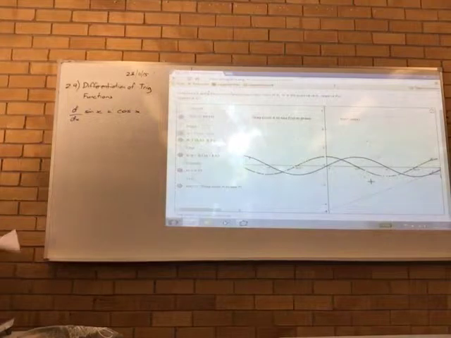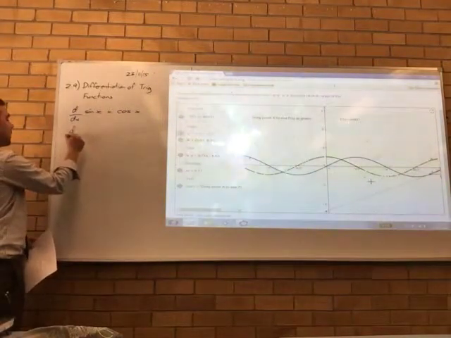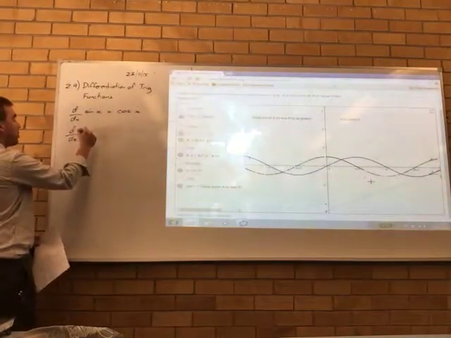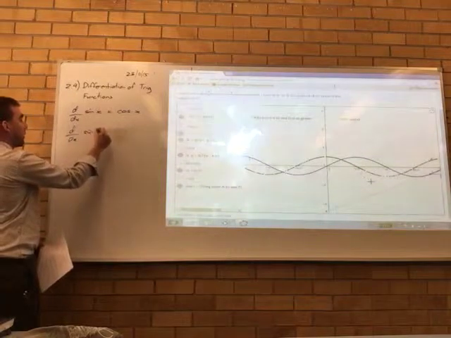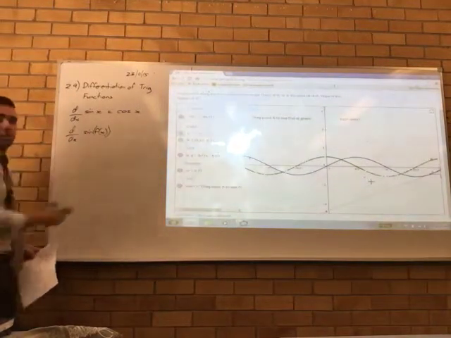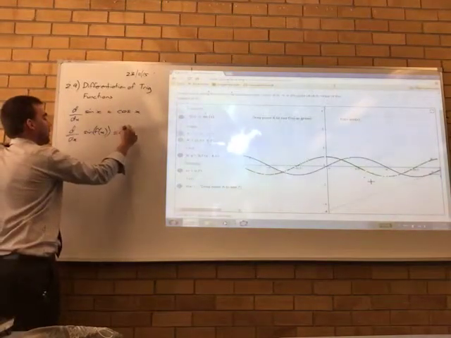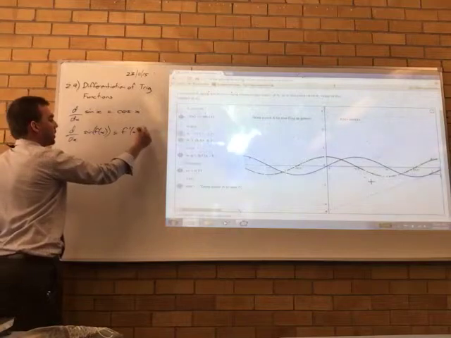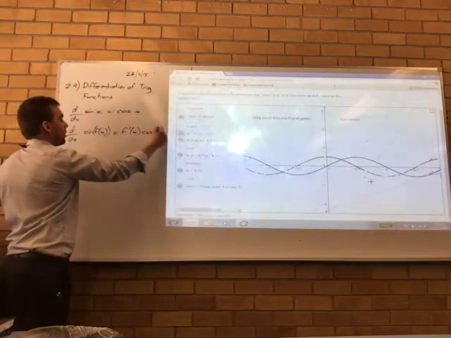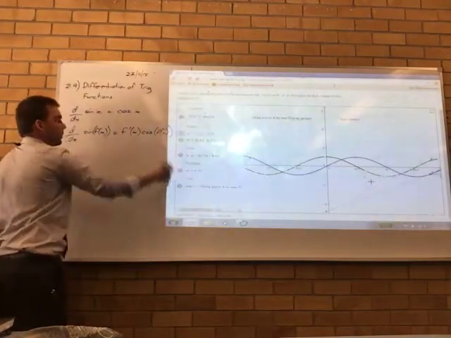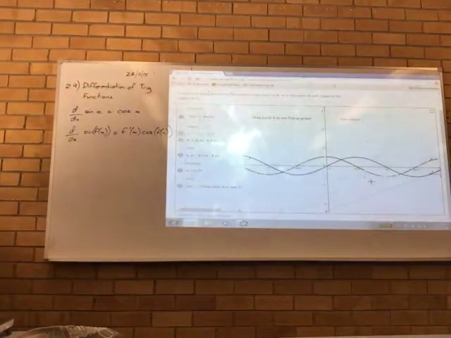Now, generally speaking, d dx of sine of some function of x within the sine is going to equal the derivative of what is inside the bracket, times cos of f of x. Extending that.